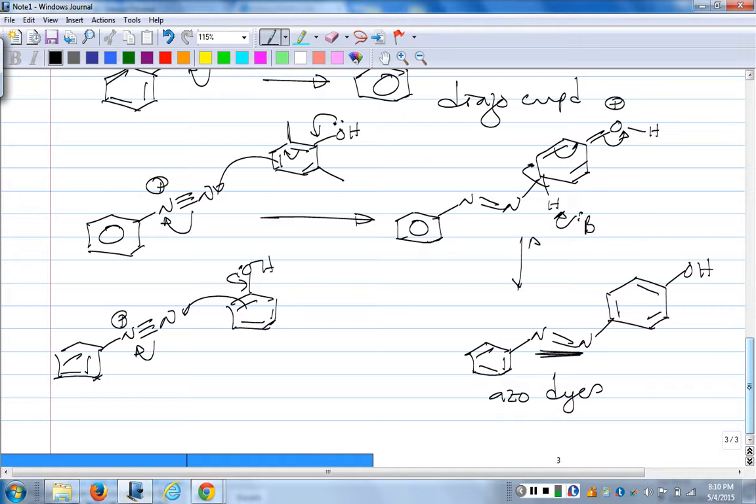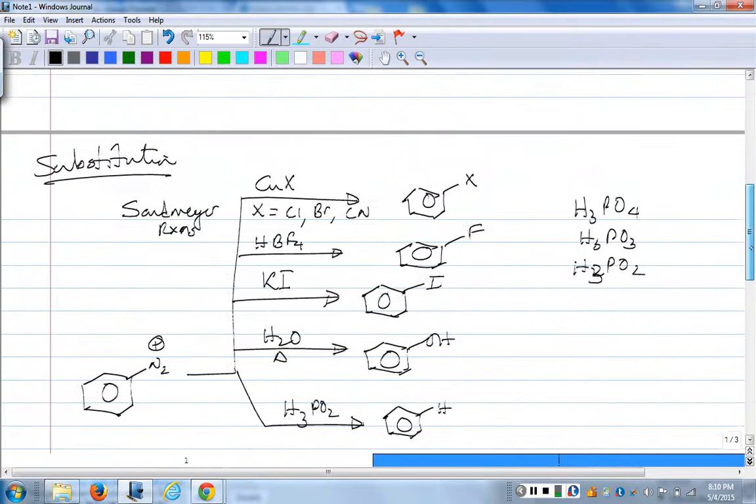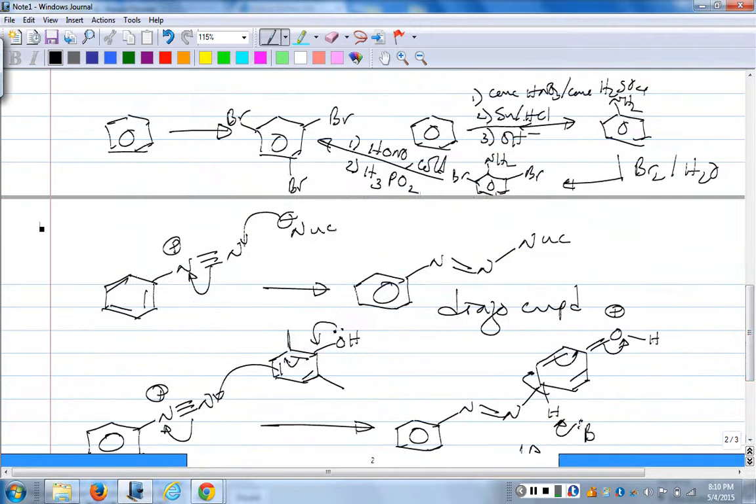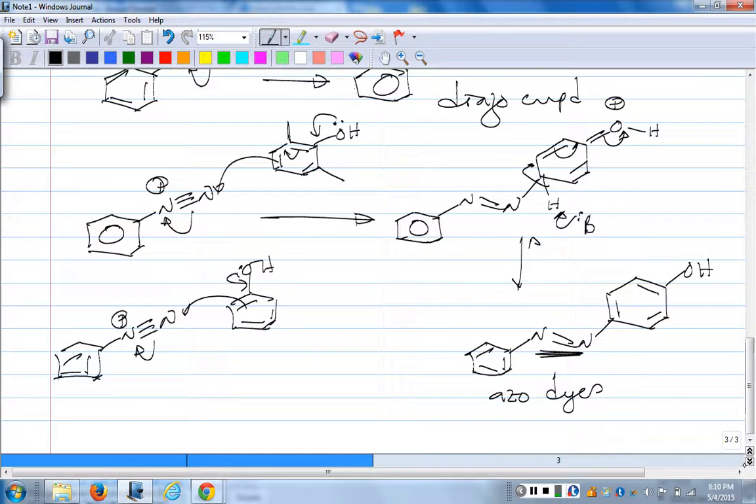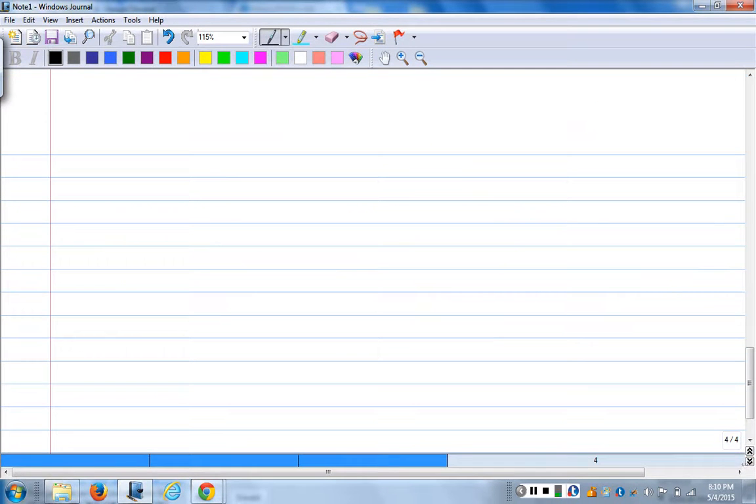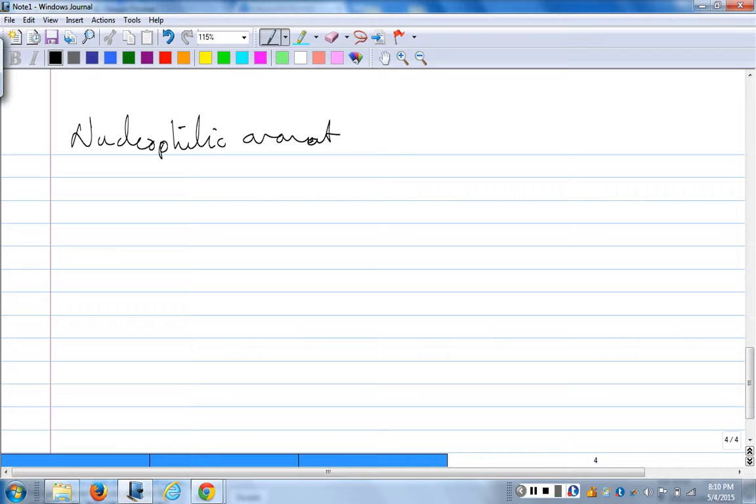Okay, so the last thing we look at, so those are reactions of arenediazonium ions. One is just substitutions, and the other is formation of azo dyes. The last thing we look at is a little bit interesting, well, it's actually quite interesting, which is called nucleophilic aromatic substitution. So these are NAS reactions.